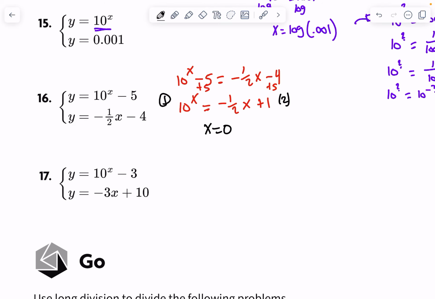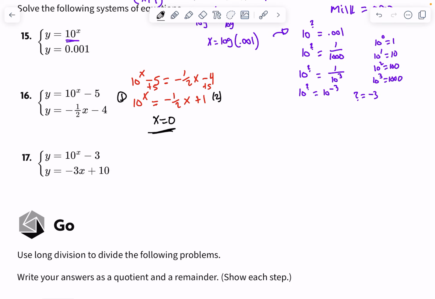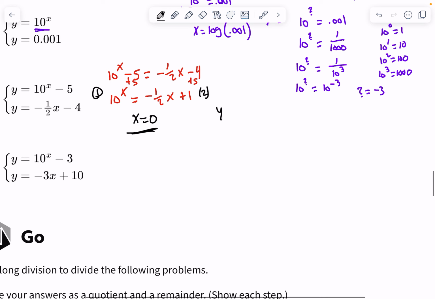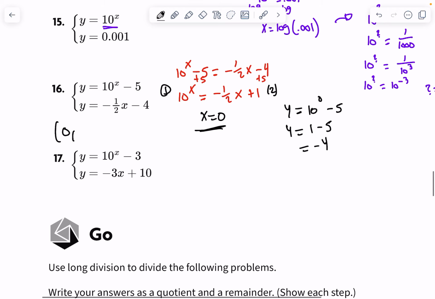Now what's going to be y? So x is equal to 0 from my intersection. So then y is going to be equal to 10 to the 0 minus 5. So 1 minus 5 is equal to negative 4. So this point right here is 0, comma, negative 4.